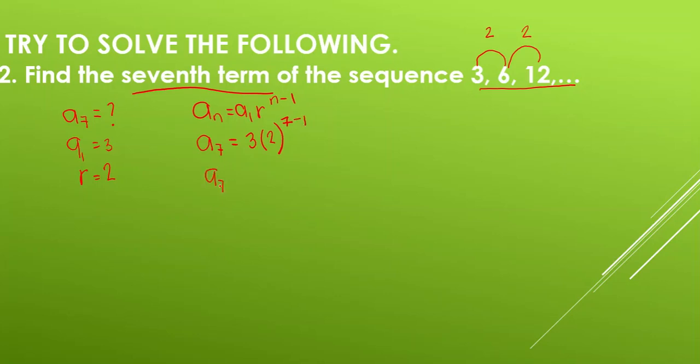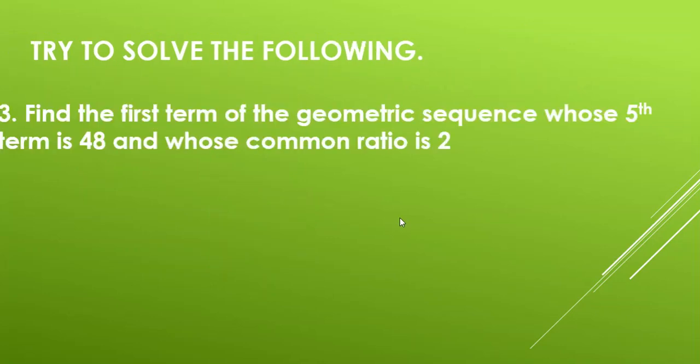Then a sub 7 is equal to 3. Do not multiply this because you still have an exponent there. So simplify the exponent first. So a sub 7 is equal to 3 times 2 raised to 6, which is 64. Then a sub 7 is equal to 3 times 64, which is 192. So the seventh term is 192. We don't need the conclusion since this is not a word problem. But if you have a word problem, you have to state your final answer in conclusion form, meaning in sentence form. Okay? Next.